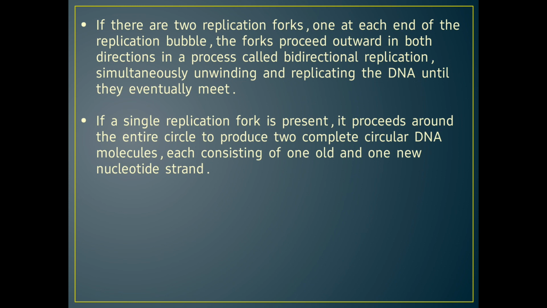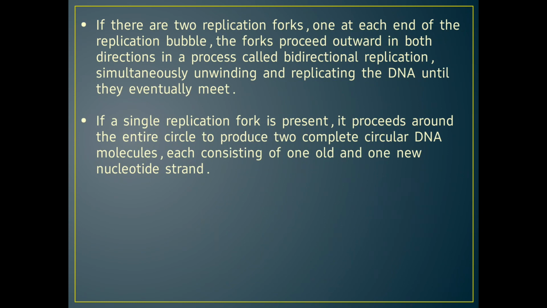the replication forks meet. And if a single replication fork is present, it proceeds around the entire circle to produce two complete circular DNA molecules, each consisting of one old and one new nucleotide strand. So if it's a single replication fork, the process of DNA replication occurs twice, in which one will be the old strand and another will be a new strand. So this is the difference when single and double replication forks occur. So yeah, this was about the theta model.